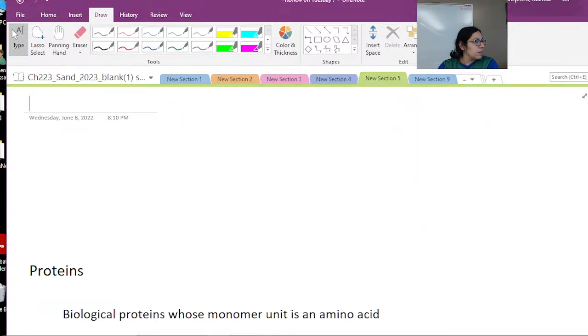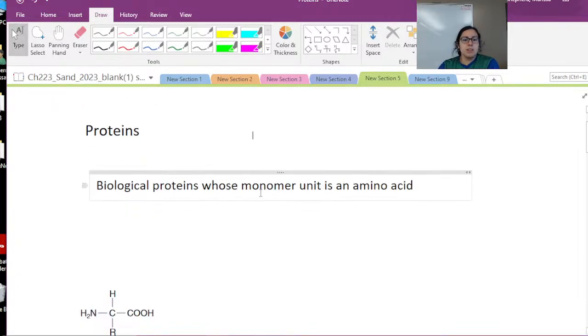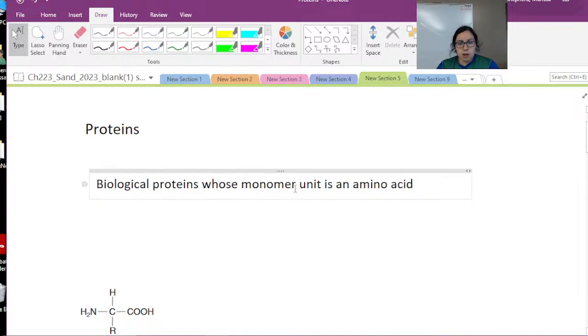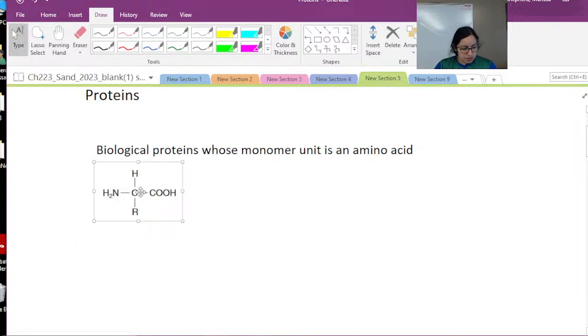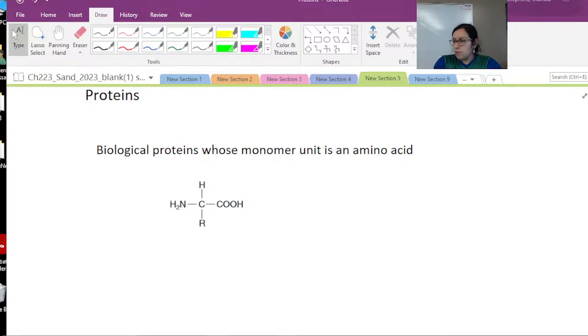All right, let's look at... So then we can look at proteins. And so, of course, proteins are our biological units defined where our monomer is an amino acid. And so this is just our basic structure for an amino acid. So make sure that you grab the 20 amino acid chart if you haven't already. And so I'm just going to pull up my chart over here. And so, right, this is just our basic unit.